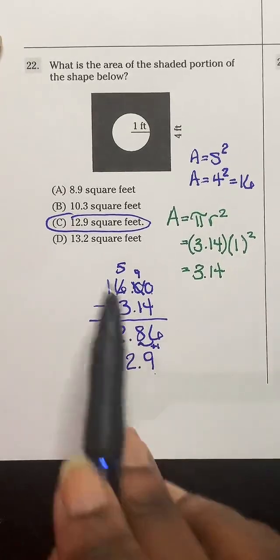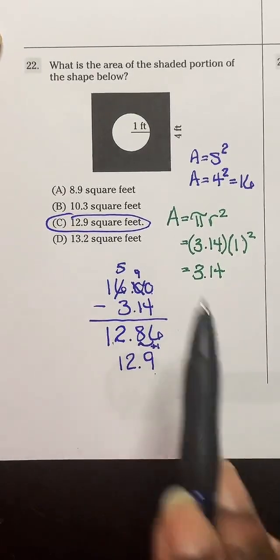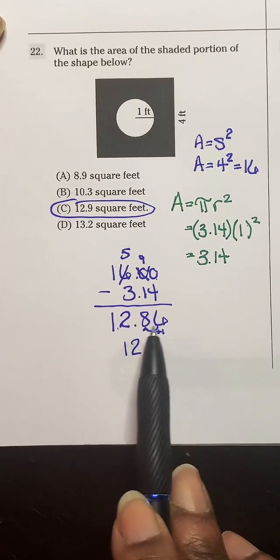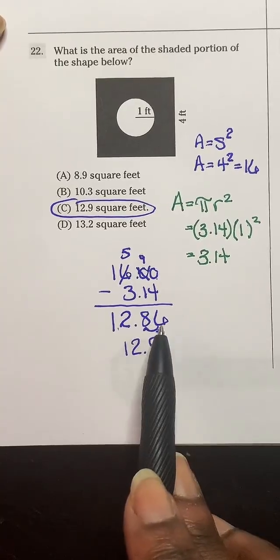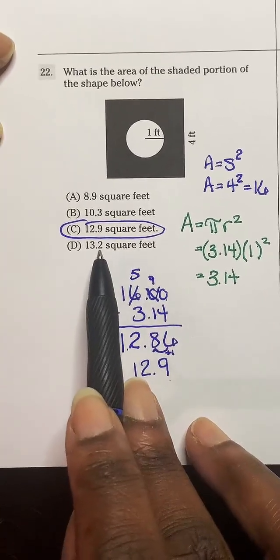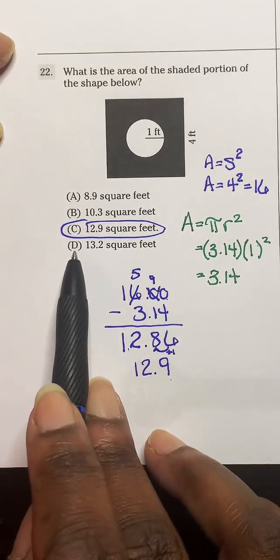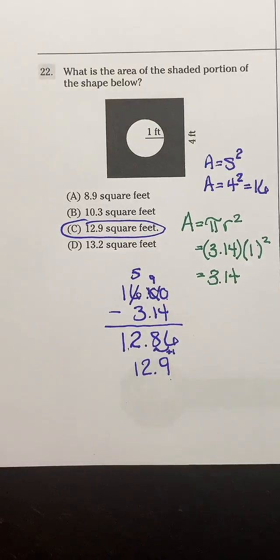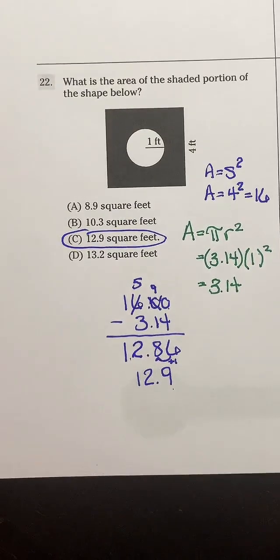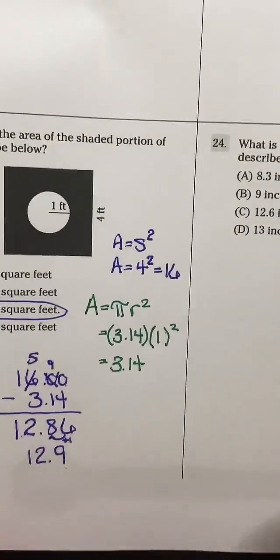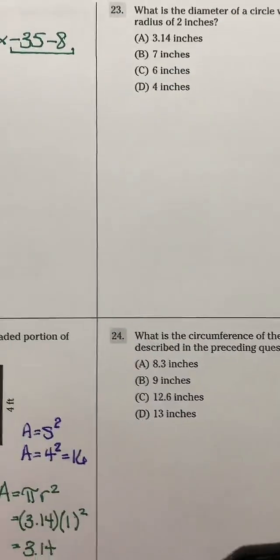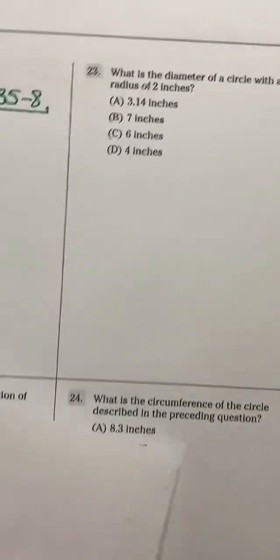Why would you round? Look at your answer choices. My answer right here is in 2 decimal places, in the hundredths. All my answers for A, B, C, and D are in the tenths. I know it all sticks together, right? So, do not square the 3.14. You just had to square the radius.